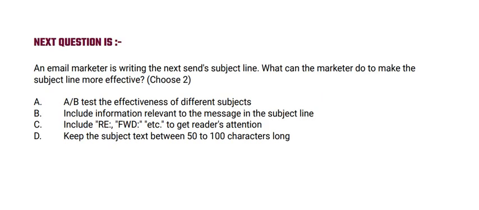Now, the question is, an email marketer is writing the next send subject line. What can the marketer do to make the subject line more effective? Choose two options, and the options are option A, A/B test the effectiveness of different subjects. Option B, include information relevant to the message in the subject line.